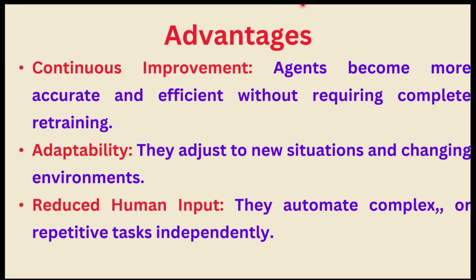Whenever a new situation comes, it is going to act based on the environment that has changed. Then, reduced human input. Here the human interruption will be less, because they automate based on the information they have learned from previous experience. Based on the previous experience, it automatically completes the repetitive tasks. So human interruption is less compared to others. This will be the advantage of the learning agent.